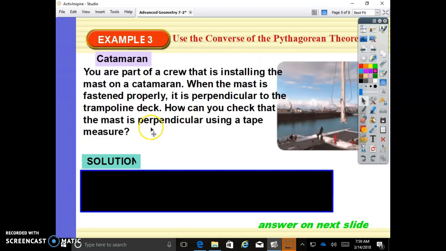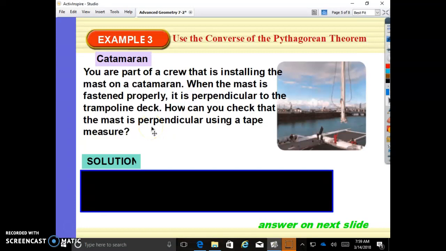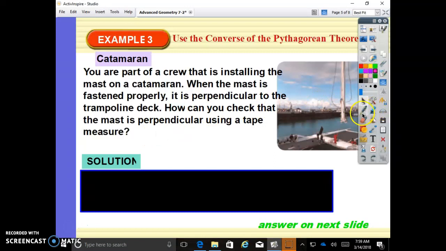You are part of a crew that is installing the mast on a catamaran. When the mast is fastened properly, it is perpendicular to the trampoline deck. How can you check that the mast is perpendicular using a tape measure? Any ideas, guys? I heard someone.